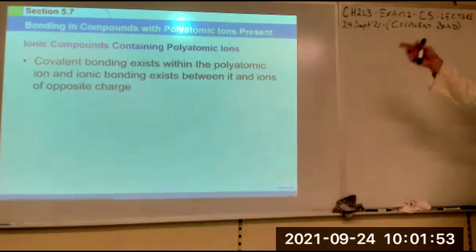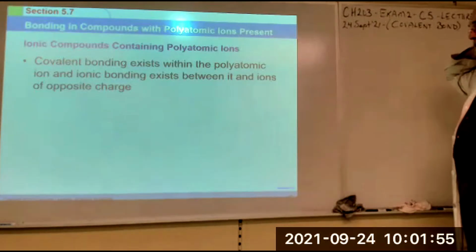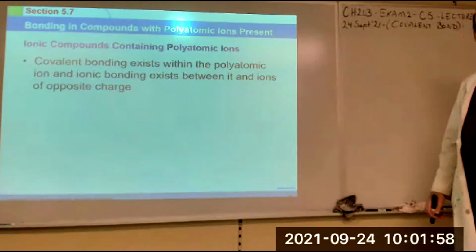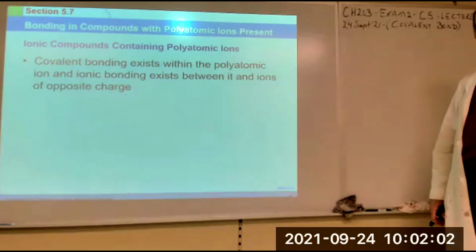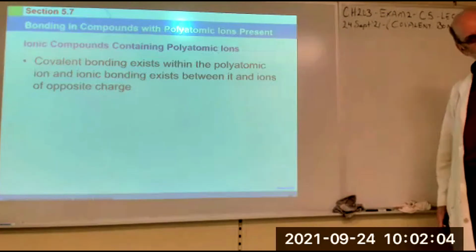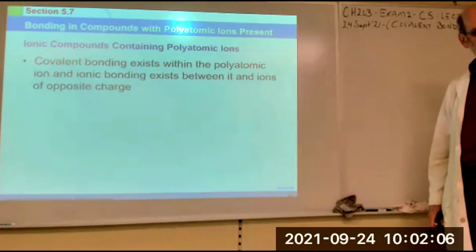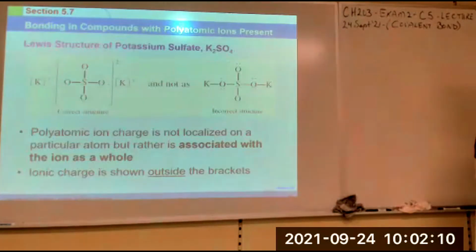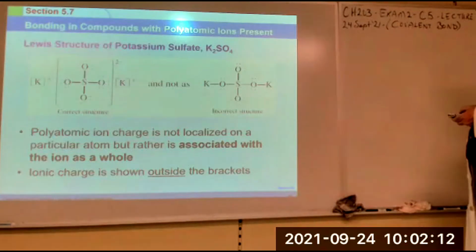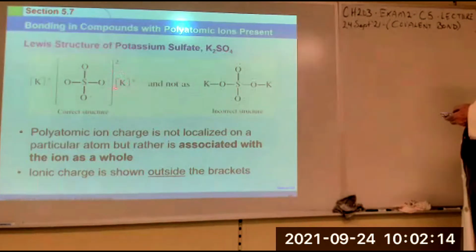Okay, polyatomic ions. I mentioned these earlier. Polyatomics form ionic bonds with other compounds, with other ions. But within the polyatomic, all the bonds are covalent. So you sort of have a mixture. Here's an example. Potassium sulfate, right? These are the ionic bonds, but the covalent bonds are inside here.